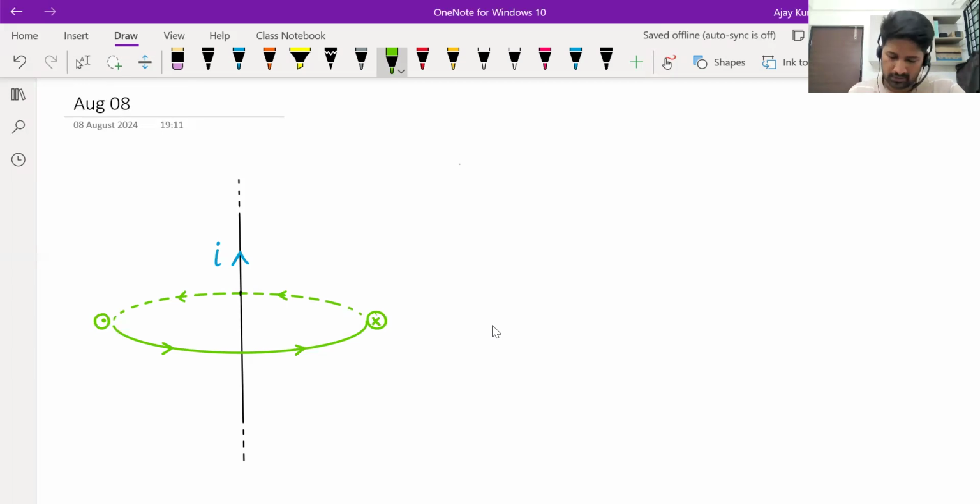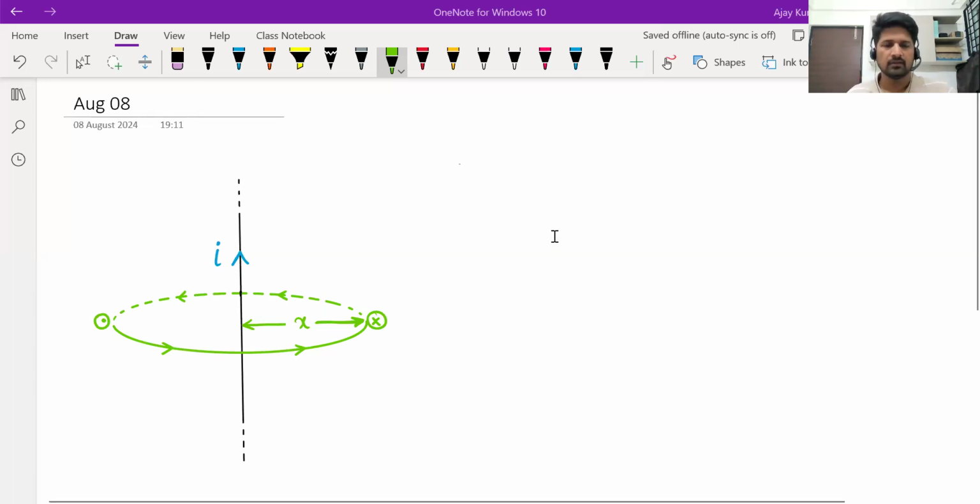Assume this circular loop has a radius x. So basically, all these are points which are at a distance x from the wire in a plane perpendicular to the wire. It's like if you consider the wire to be along the y-axis, the circular magnetic field line is in the xz plane.